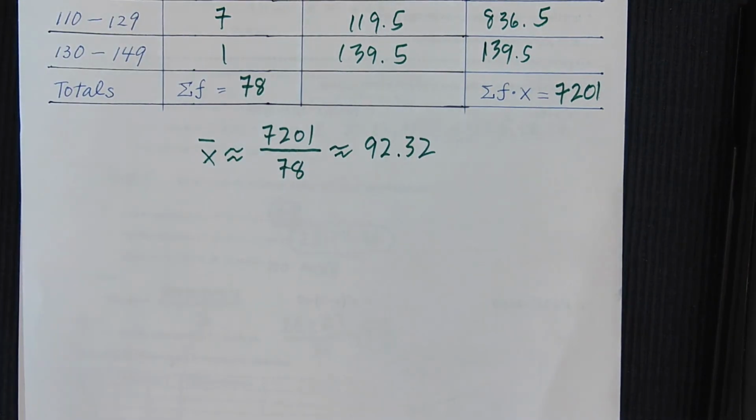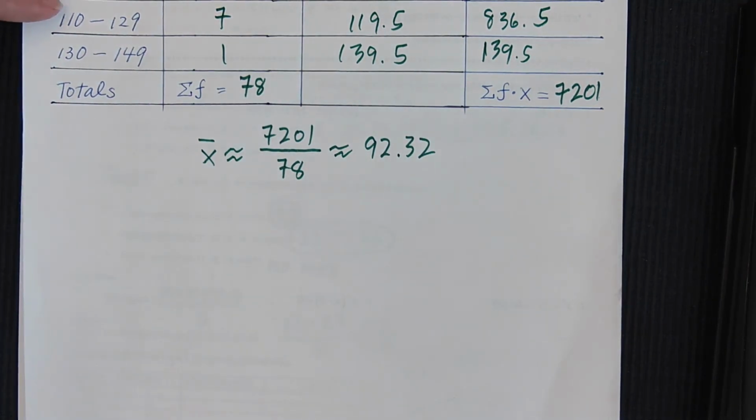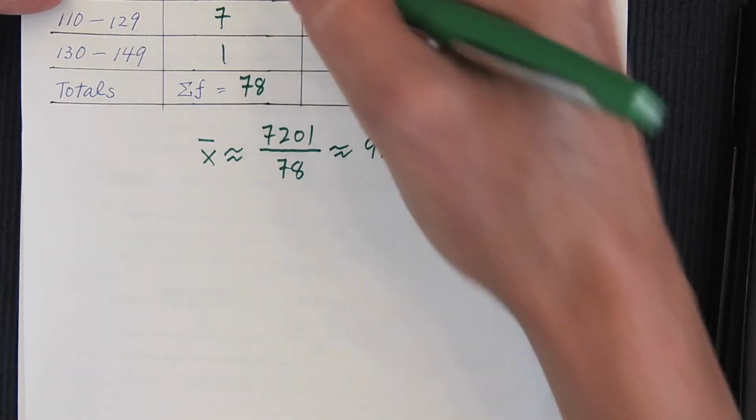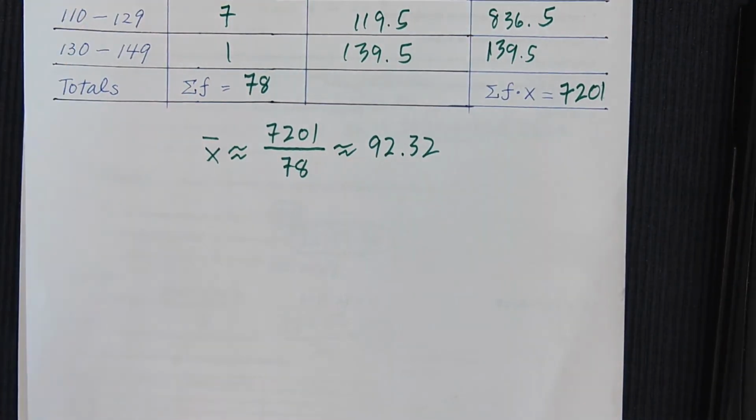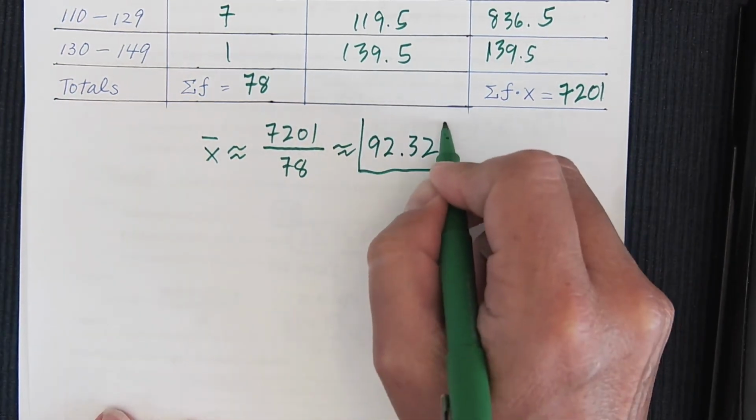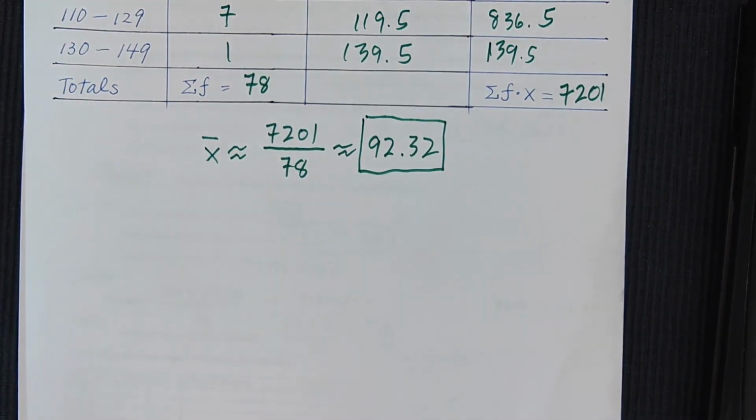And that makes sense. It's right in this area around here. Notice most of the data is here, so it makes sense that 92.32 is the mean for this. Again, the approximated mean for this. All right.